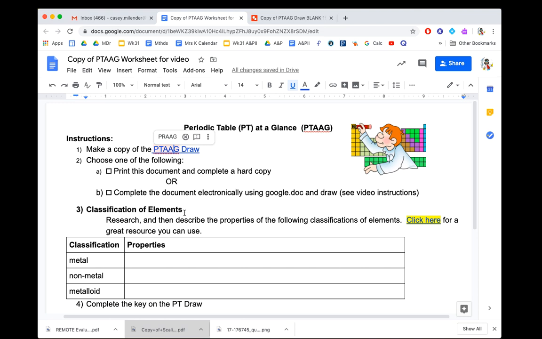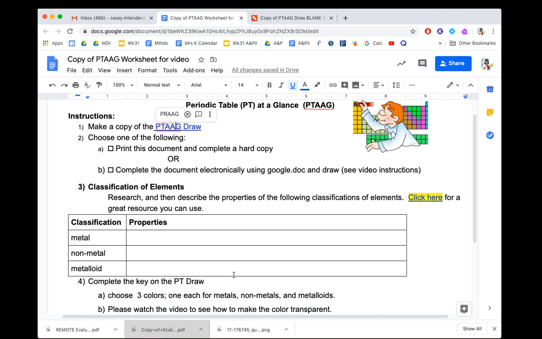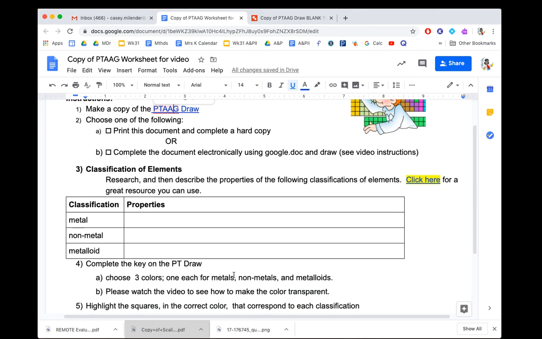One of the 3 major classifications on the periodic table is whether certain elements are metals, nonmetals, or metalloids. So what I'd like you to do is go to this link, and on there you'll find the properties of metals, nonmetals, and metalloids, so you can fill in this table. So you might want to take a few minutes and pause and do that, and then we'll keep going.